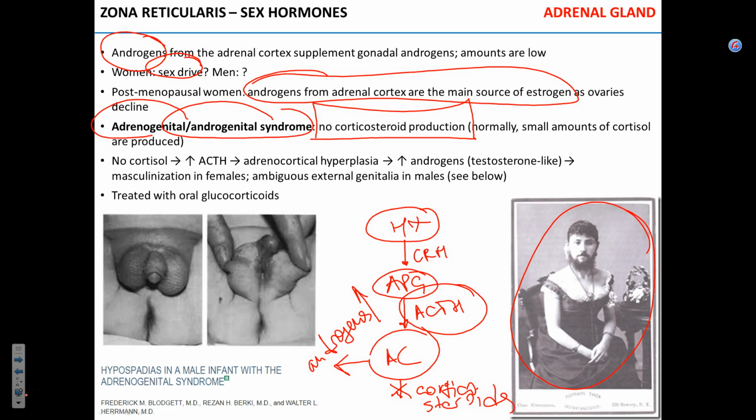Okay? In males, it will lead to ambiguous genitalia, which means genitalia that resemble both male and female. It is called hypospadias. Hypospadias is corrected surgically, fairly easily, by the way. It's a pretty common surgery. Okay.